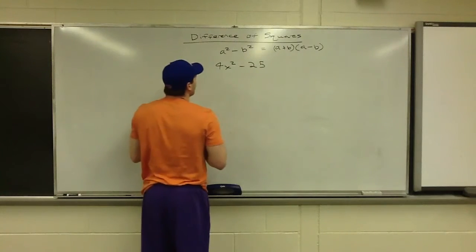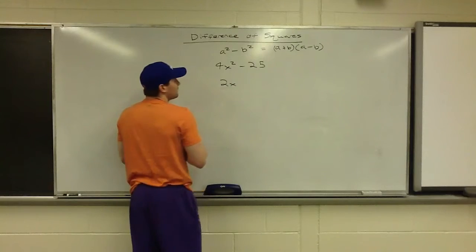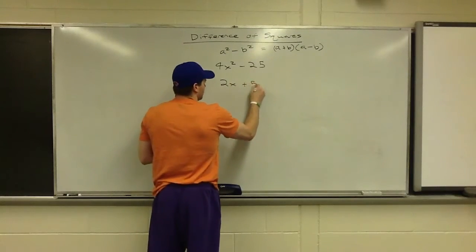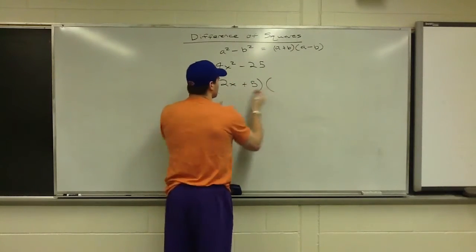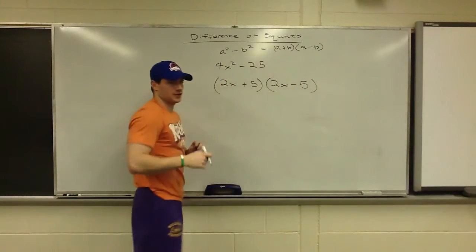The square root of 4x squared is 2x. The square root of 25 is 5. And all we need to do is rewrite this binomial, except change the sign. And we can check our work.